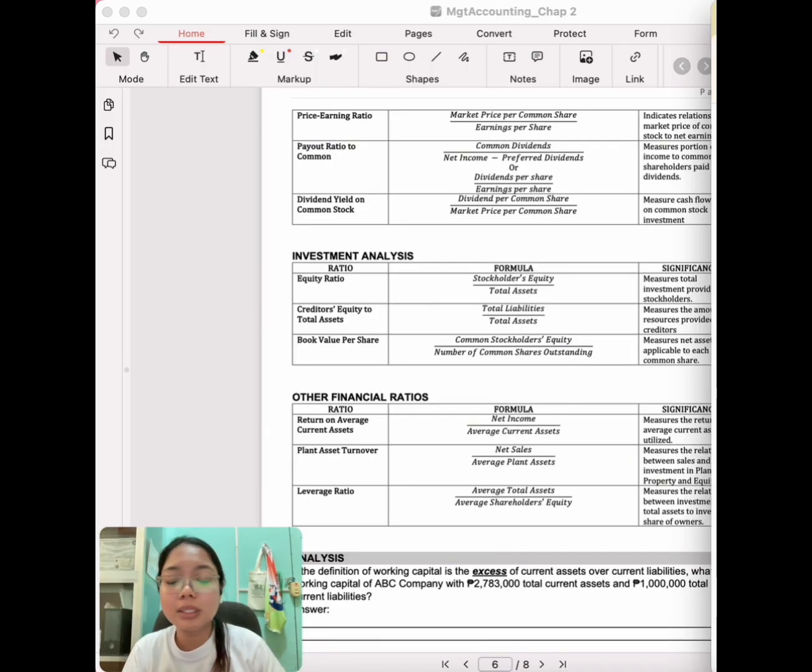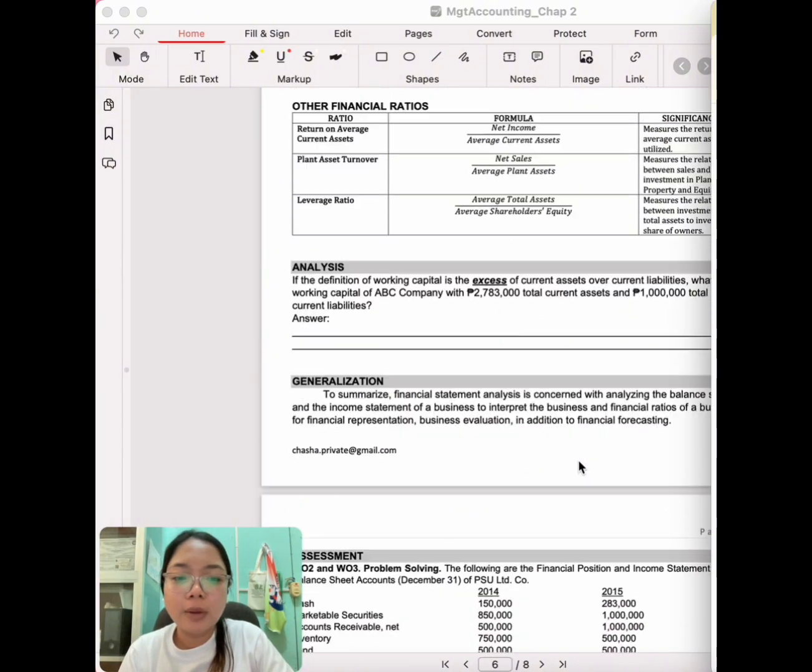And then, other financial ratios, we will also discuss. So, first is the return on average current assets. So, this measures the return generated from average current assets. Next, we have the plant asset turnover. The plant asset turnover measures the relationship between sales and investment in plant, property, and equipment. And finally, we have the leverage ratio. So this measures the relationship between investment in total assets and the investment provided by owners. So these ratios provide additional perspectives when evaluating a company's financial condition and efficiency. Okay?